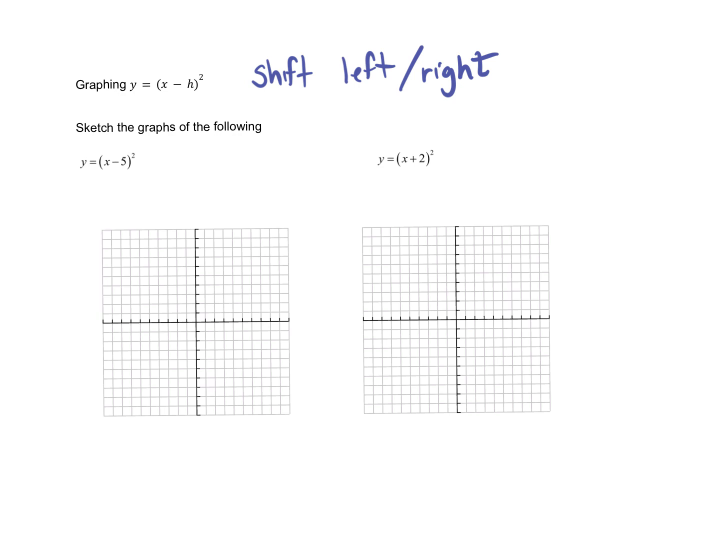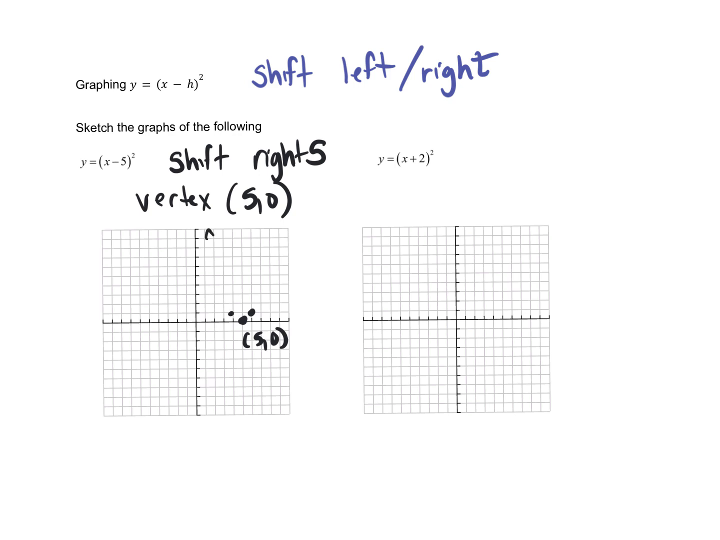So in y equals x minus 5 squared, we're going to shift right 5. And so instead of our vertex being at 0, 0, it's going to shift over here to 5, 0. Now there's no shift up and down, so it's just going to affect the x in this case. And then we can go ahead and put our different values, kind of up one and over one to kind of complete our parabola. So it's going to look something like this.